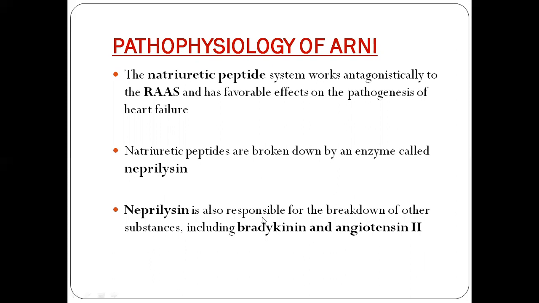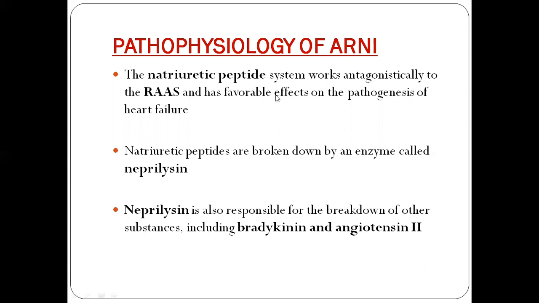Neprilysin also metabolizes bradykinin and angiotensin 2. So if you inhibit neprilysin, it has a positive effect of increasing natriuretic peptides, but it also has a negative effect: there will be an increase in bradykinin and angiotensin 2, because neprilysin metabolizes these. Bradykinin is what leads to dry cough and angioedema. And if angiotensin 2 levels increase, it leads to more aldosterone and increased RAAS activation.